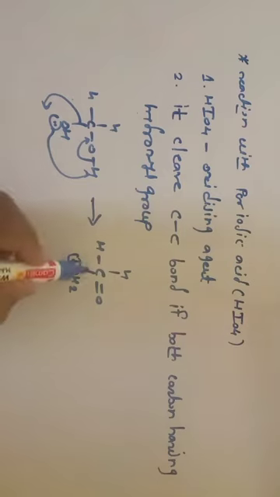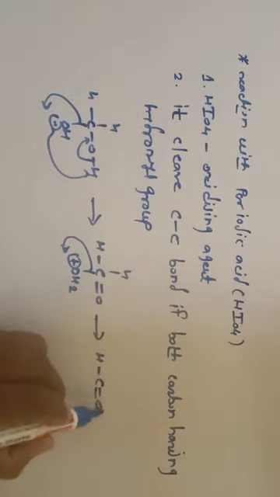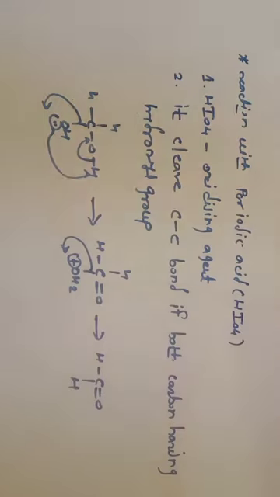Okay, and this water molecule will leave out. So we get H-C double bond O-H, that is formaldehyde. So we get formaldehyde in this case.